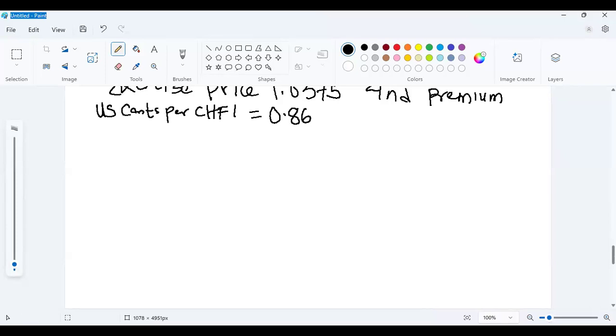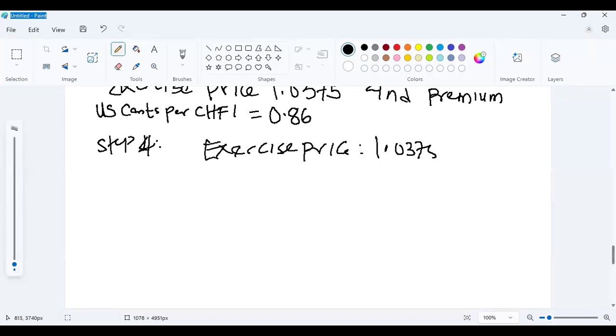Our step 4, select the exercise price. In this particular question, we are just given one exercise price. So we select it. Come here, step 4. Exercise price: 1.0375.